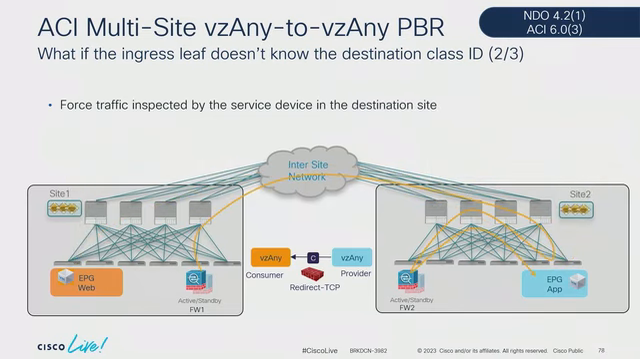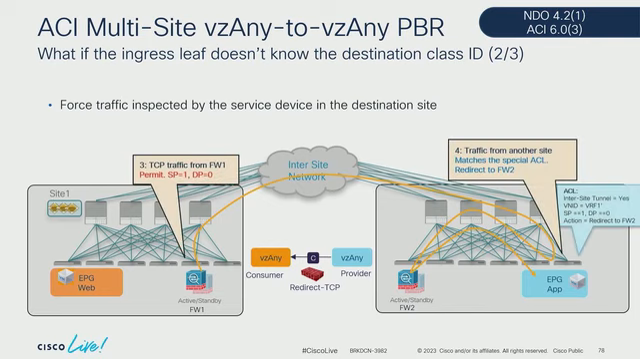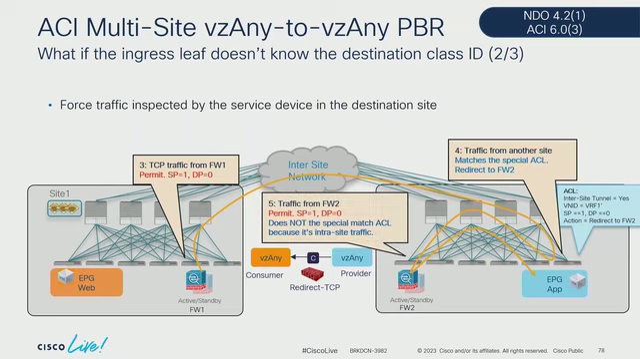And then, when traffic comes back from the firewall, we have a new indication so that traffic can be redirected to the local firewall in site 2. So this is how we can enforce firewall insertion on both source and destination sites, even though the destination endpoint is not resolved.